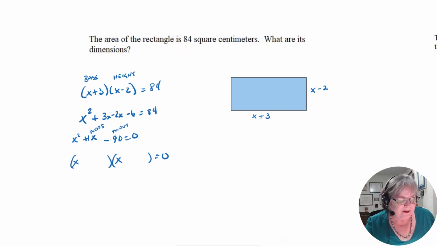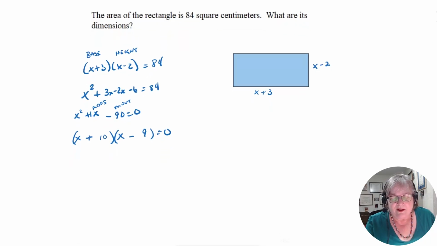So what multiplies to 90 and adds to 10? How about 9 and 10? Now I want it to add to a positive 1, and it has to multiply to a negative 90, so they're different signs. And I'd have a plus 10 and a minus 9. So either x plus 10 is 0, or x minus 9 is 0, x is 9, x is minus 10.